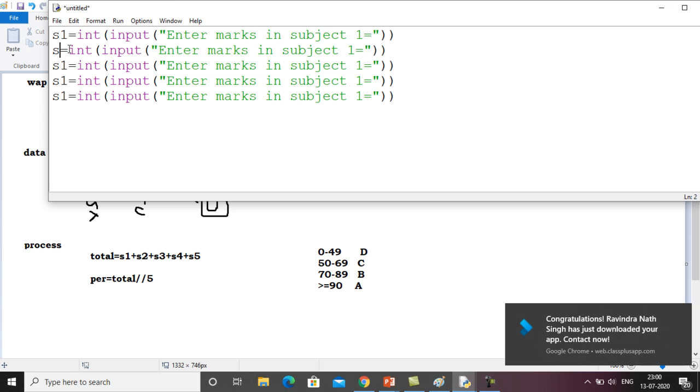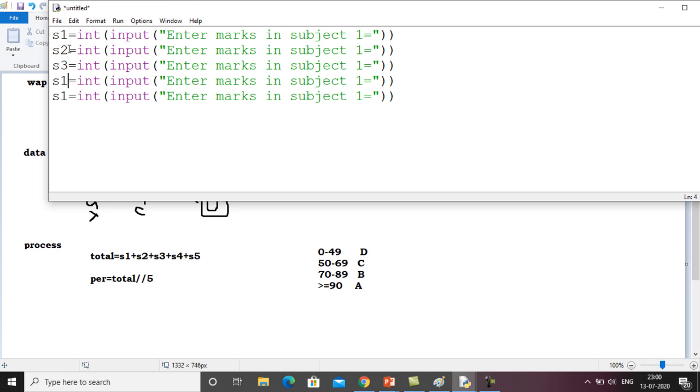In this I will take S2, this is for S3, S4 and S5. Similarly, I will have to change over here also. Over here I will write subject 2, subject 3, subject 4 and subject 5. Okay, so now I have the marks in all the 5 subjects.